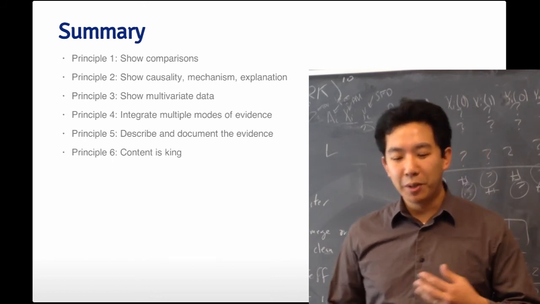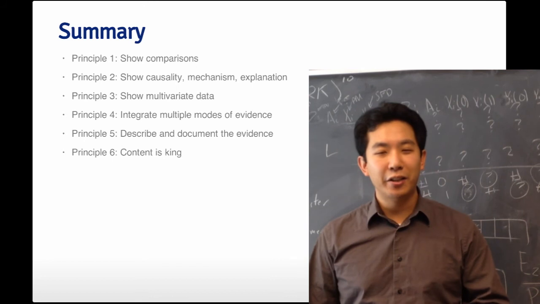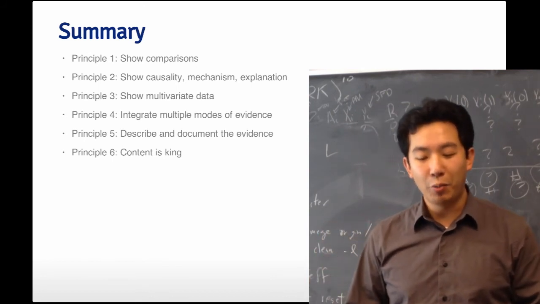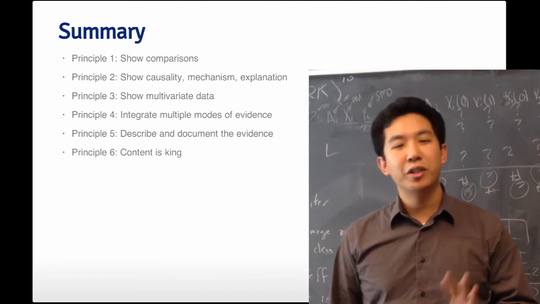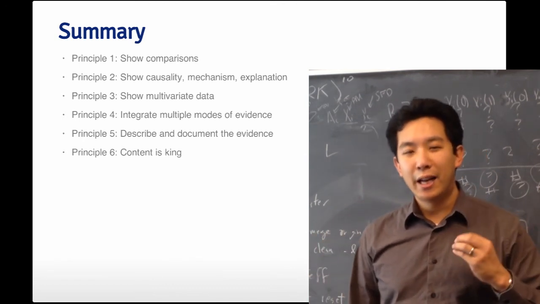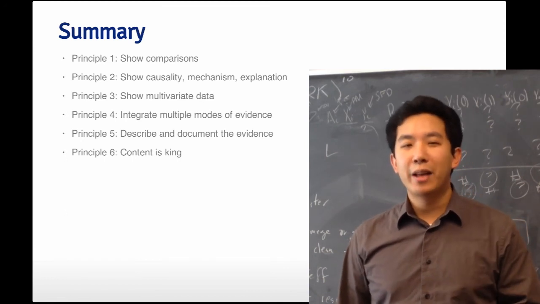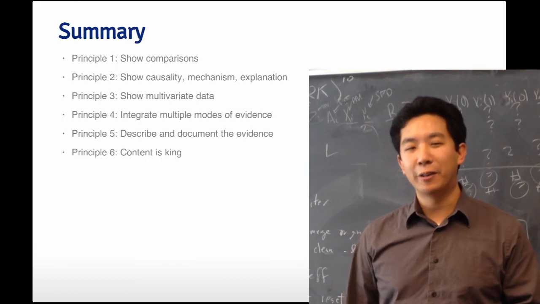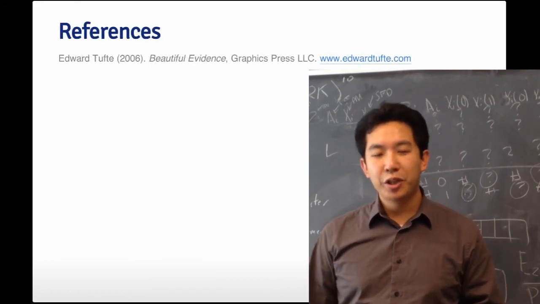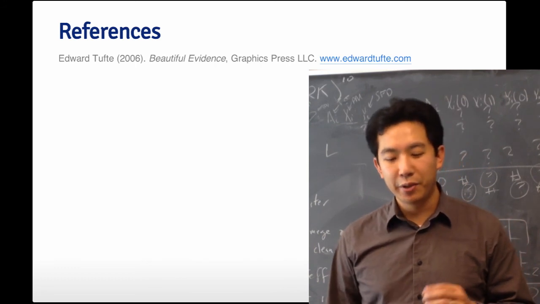Principle number 4 is to integrate multiple modes of evidence, so you can use things like tables and plots and text all together. You don't have to keep them separate if you don't want to. Fifth, describe and document your evidence, so always have sources and source code to lend credibility to your plots. And finally, always remember that the story that you tell and the data that you use are the most important elements of any graphic.